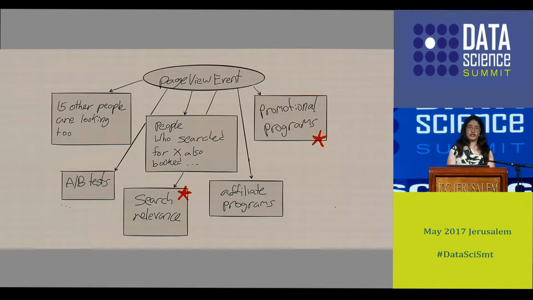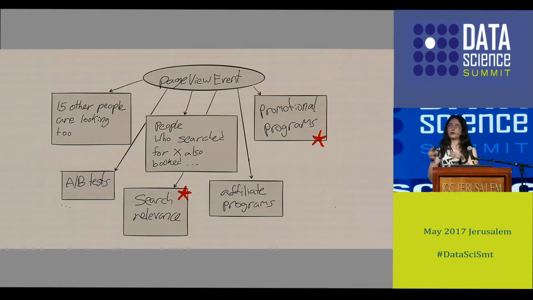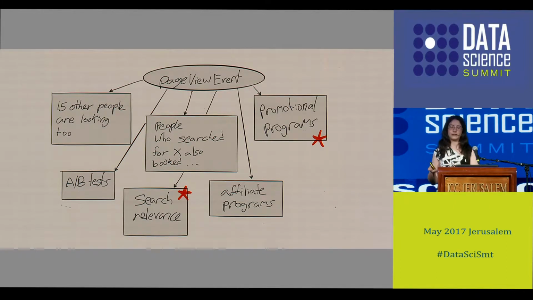And there are a lot of applications that you can build around those streams of events. Pretty much all of them are real things that I've seen people build. Like, 15 other people are looking at this property, so maybe hurry up and book a room because it will be gone. A/B testing, who is doing what kind of design. People who searched for this kind of hotel also use the other kind of hotel. Affiliate programs, where a blogger says how awesome the hotel is and gets money every time someone books. Lots and lots of applications, all running off this stream of events.